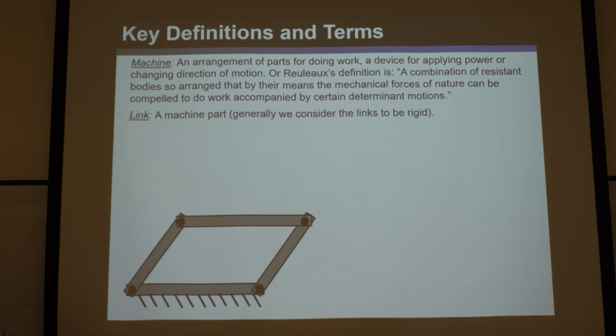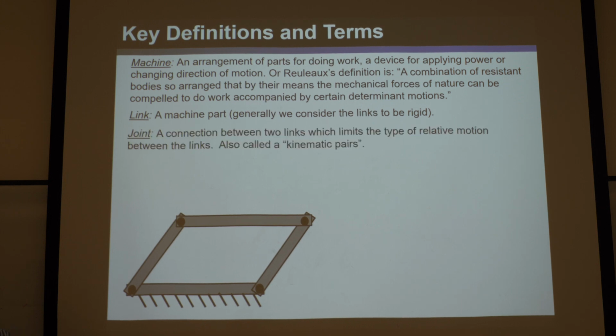And notice it's not a linkage, it's a link. That's what a link is. Okay. All right, so a joint. What is a joint? Well, a joint is a connection between 2 links.